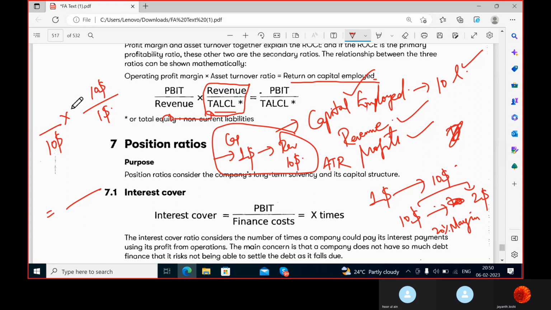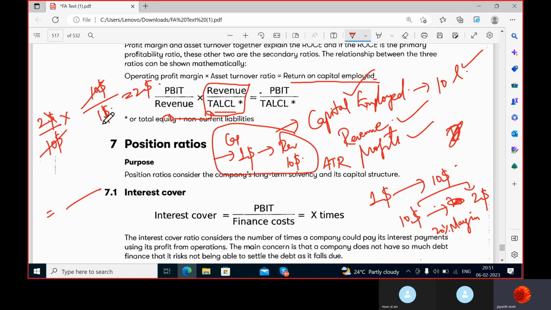Okay. So now, very simply, again, I'll explain. I invested $1 of capital and I generated $10 of revenue. These are all imaginary figures. And from that revenue, I'm expecting 20% margin or 20% profits. I'm estimating, so those profits happen to be $2. So I'll put that in this slot. So I cancel this. $2 by $1 is $2. Let's say the dollar cancels.